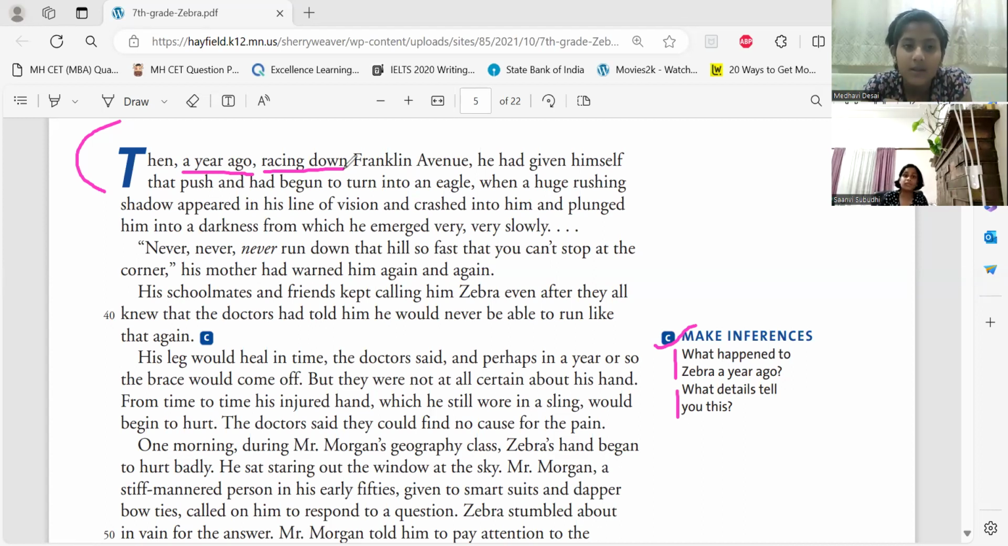MC, and he was running with a high speed. Running means it can be a bit slow. Racing means really fast. Very fast. Just sprinting. Yes. Okay.